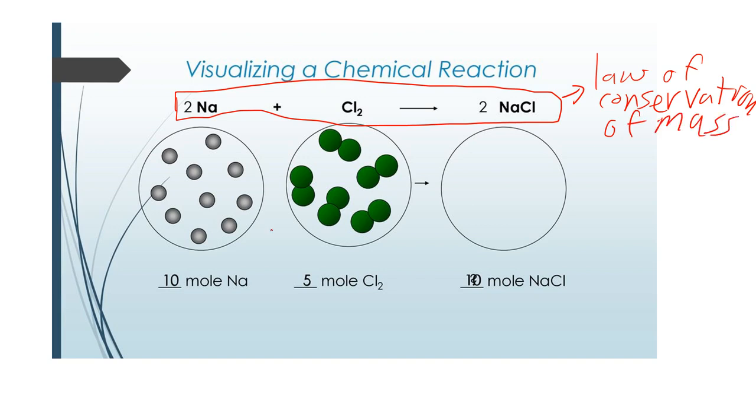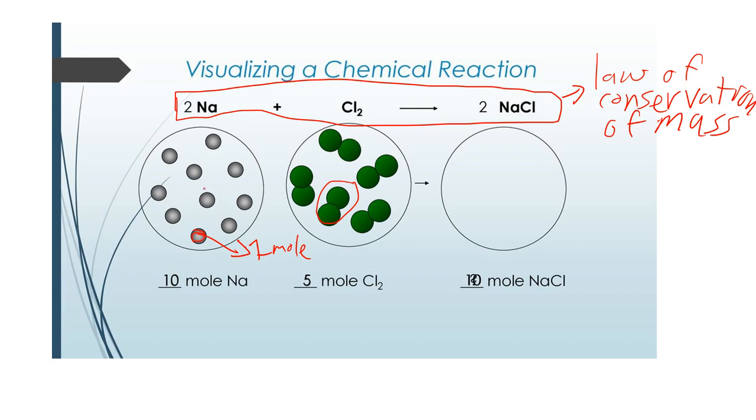So if we start with 10 moles of sodium, each of these circles represents 1 mole, not one sodium atom, but you can think of it like 1 sodium atom. And each of these diatomic gases, 2 atom gases, represents 1 mole of chlorine gas. And finally we have the product.